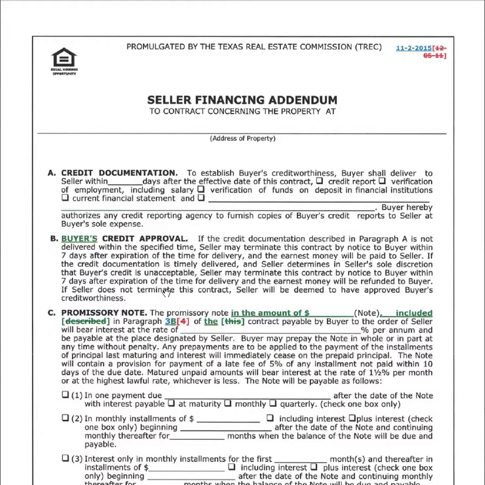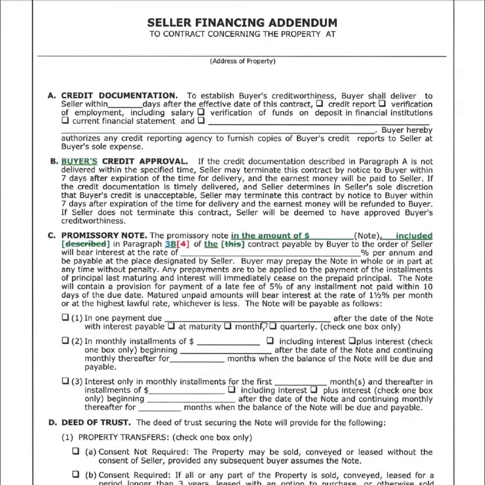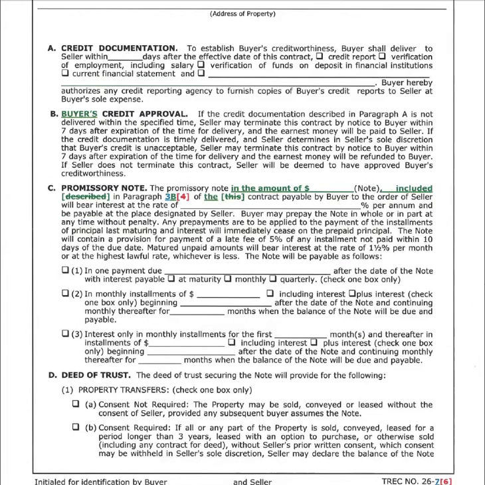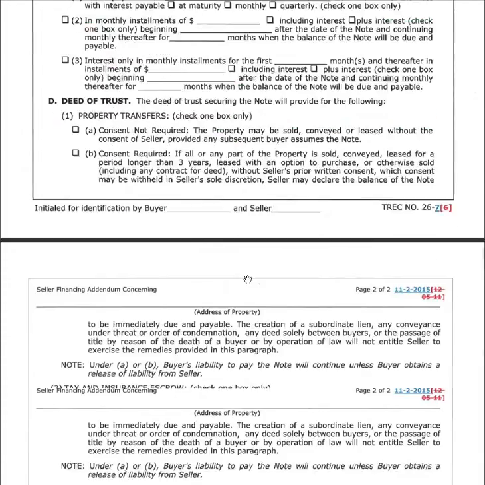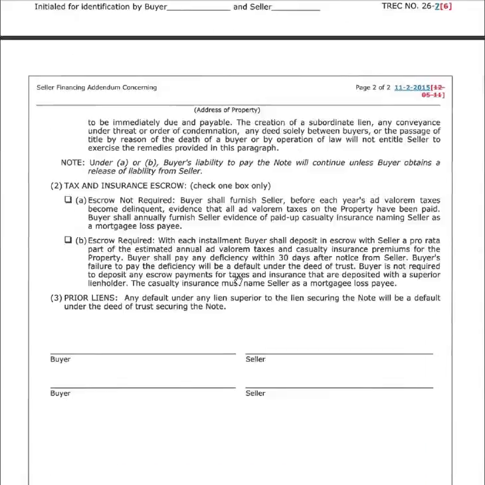The next form is the seller financing addendum. There's not a tremendous amount of changes to this particular addendum. Mostly what you'll see is just changes in the way that things are worded to kind of match up with other parts of the contract.